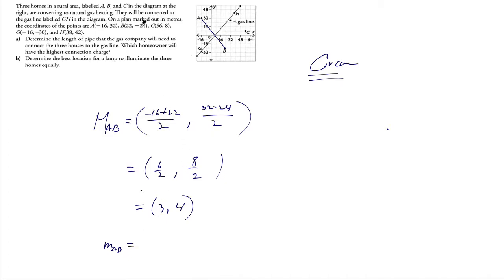Slope of AB is minus 24 minus 32, 22 plus 16. That's minus 56, 38. So divide the top and bottom by 2, and you get 28 over 19. Okay, so there's an orthogonal line from the midpoint here, which is what we want. This one will have a slope of negative reciprocal, so 19 over 28x.